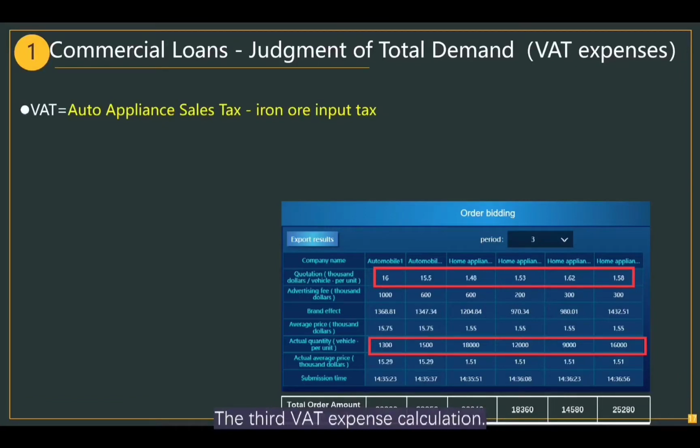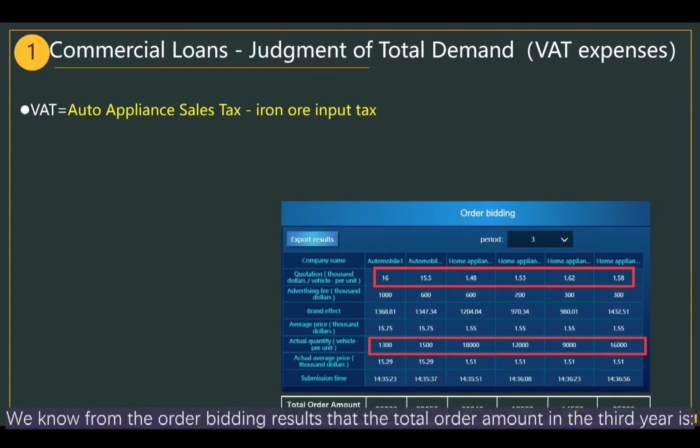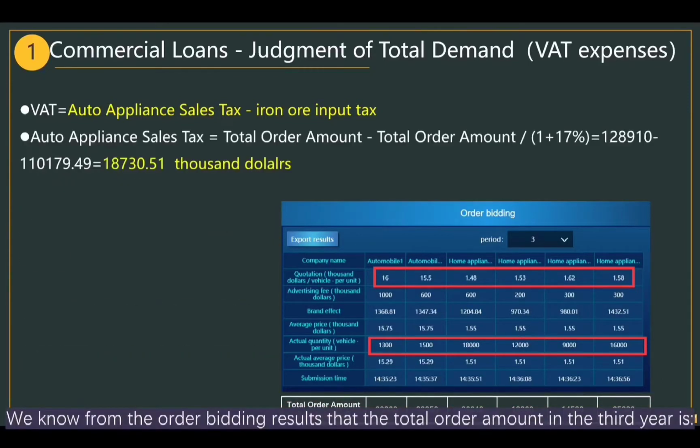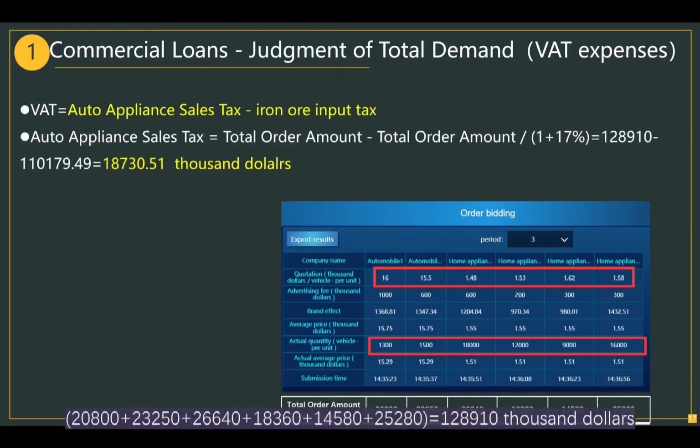The third VAT expense calculation is equal to sales tax on home appliances and automobiles minus input tax on iron concentrates. We know from the order bidding results that the total order amount in the third year is 20,800 plus 23,250 plus 26,640 plus 18,360 plus 14,580 plus 25,280 is equal to 128,910.